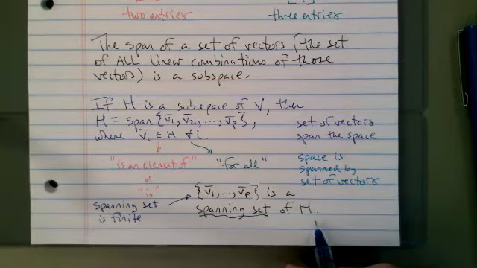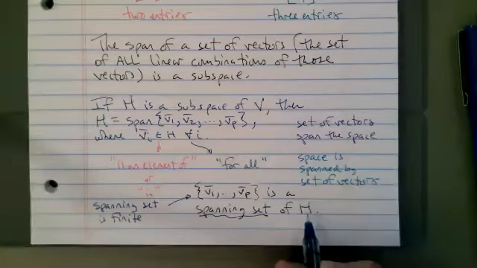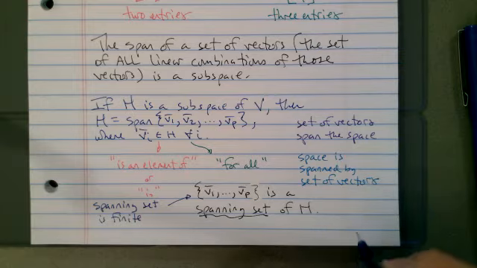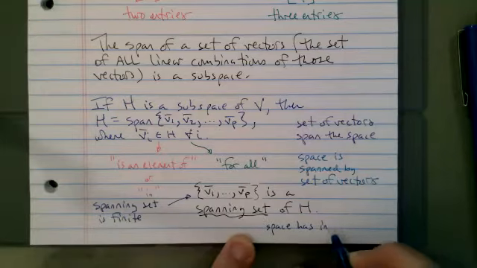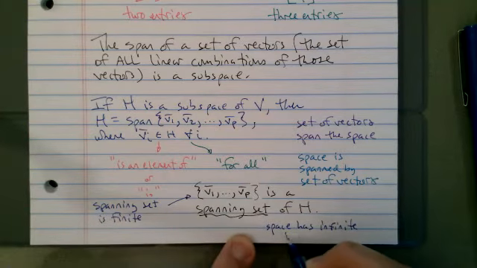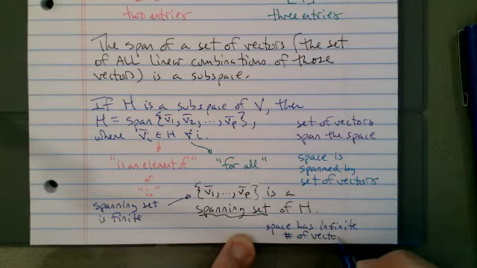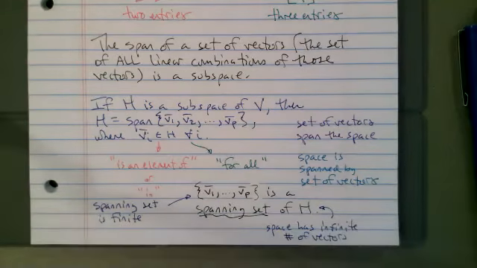But since H is the set of all the linear combinations, the space has an infinite number of vectors. Because H is the span of that set of vectors, it's the set of all the linear combinations of those vectors. That makes the subspace infinite. The spanning set, for our purposes, will usually be finite. Any questions?